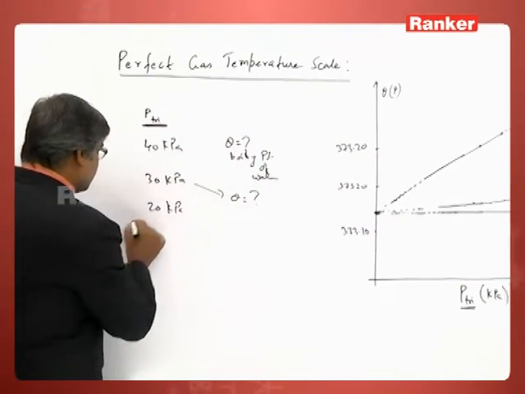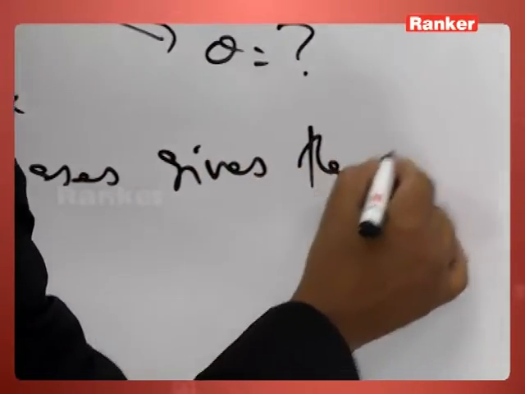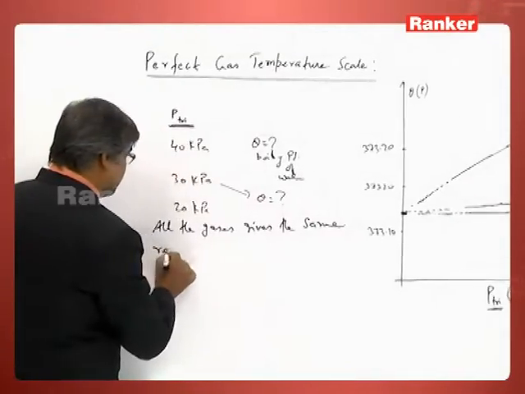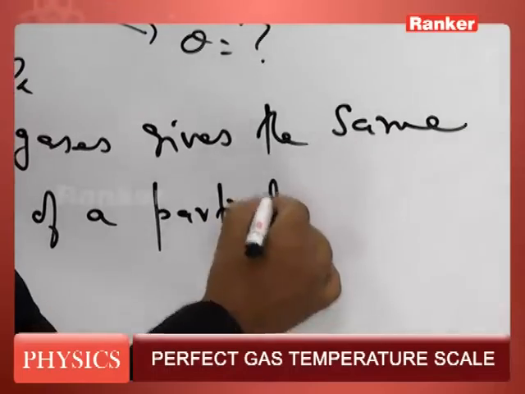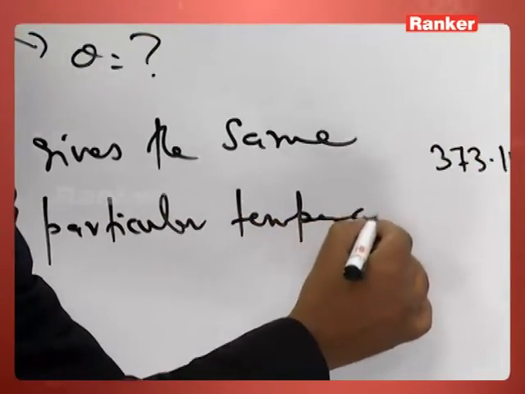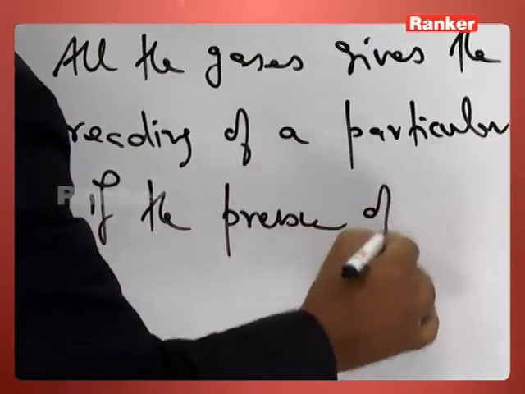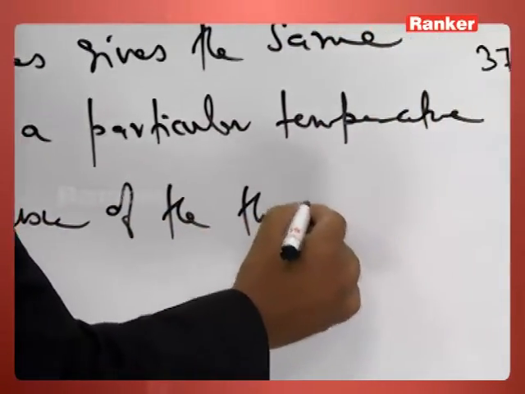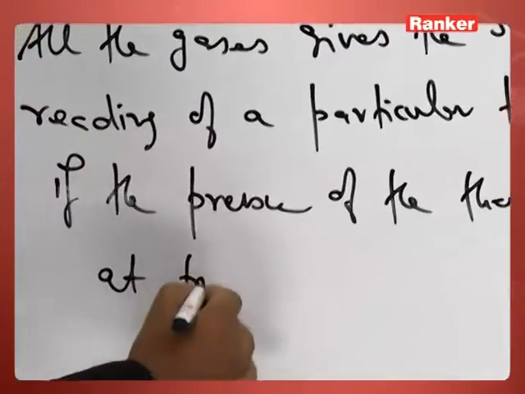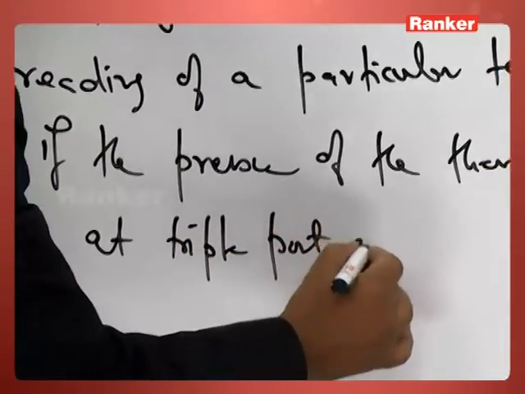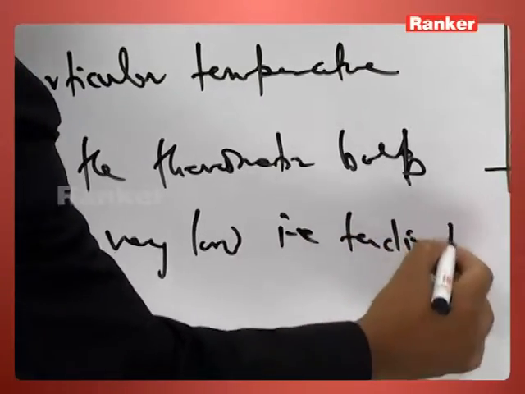So all the gases give the same reading of a particular temperature, provided the pressure of the thermometric bulb at the triple point is very low, that is, tending to 0.